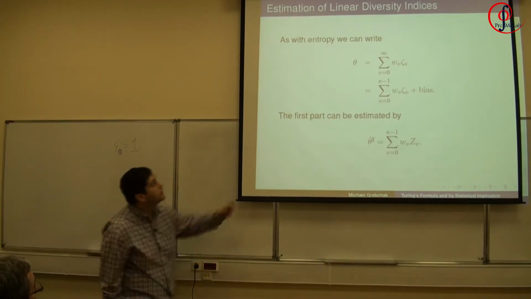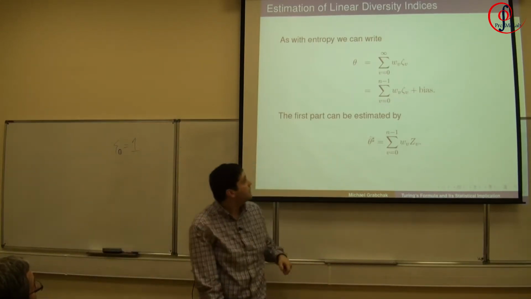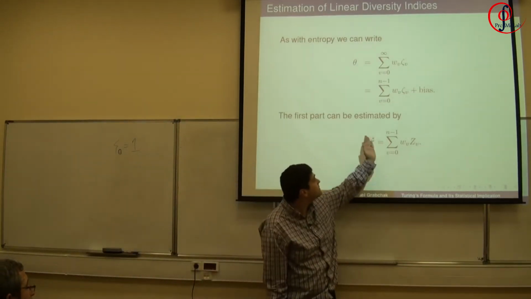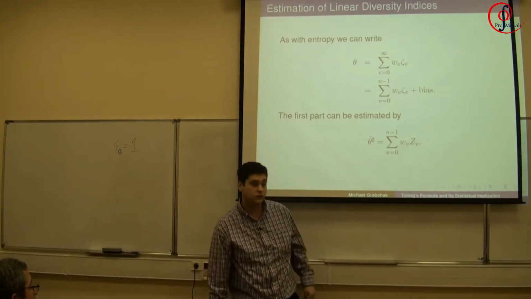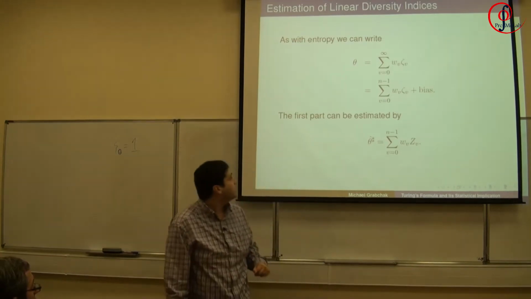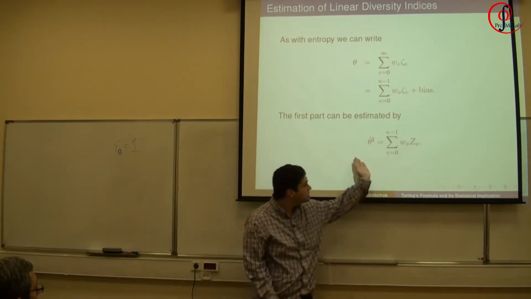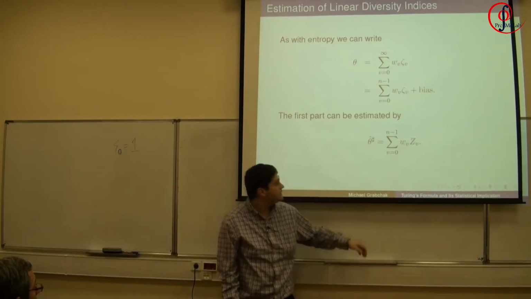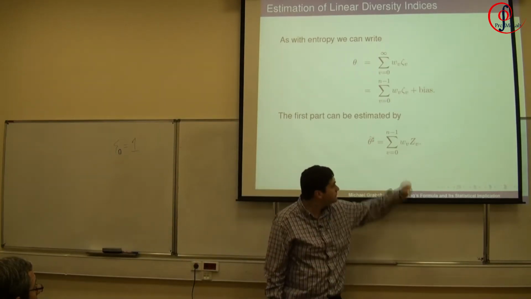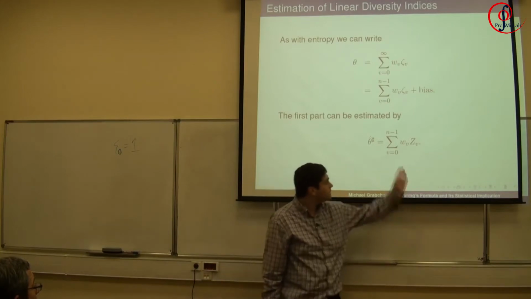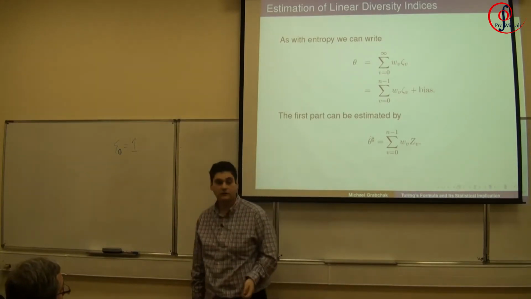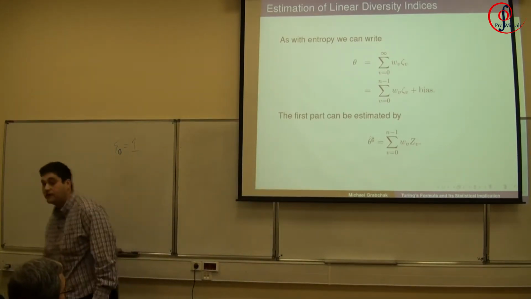We write our linear diversity index as the part we can estimate, from 0 to n minus 1, plus some bias, which we can't estimate. And again, the first part we just estimate by taking the linear combination of these ZVs, which we derived earlier. We're assuming that the weights are known. They come from the particular form of the diversity index that we have chosen.